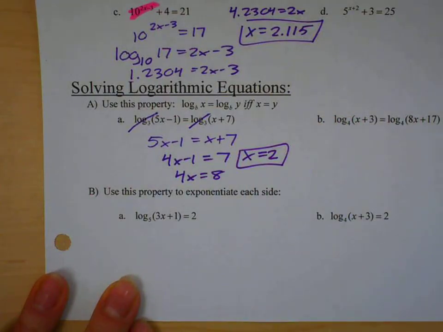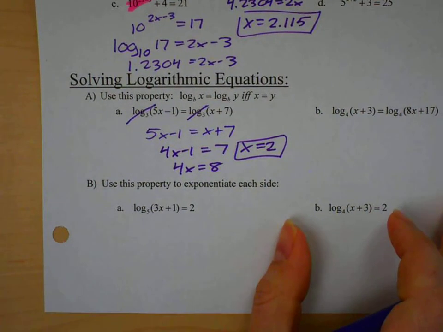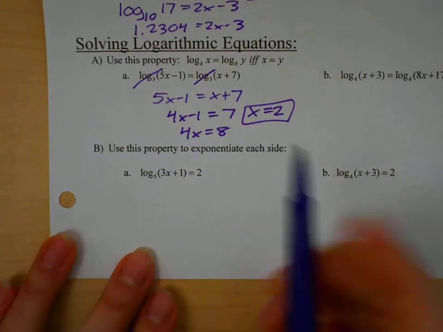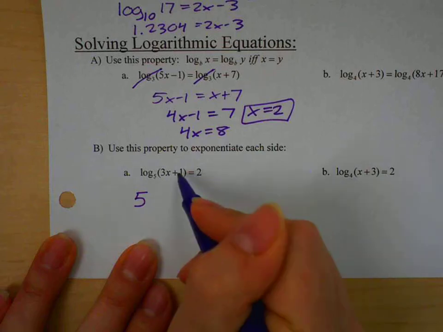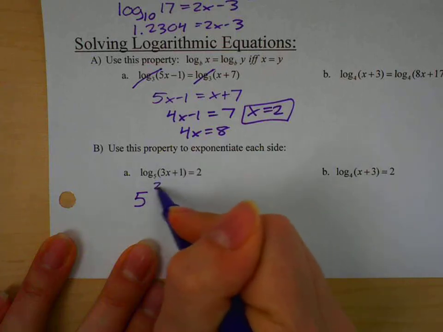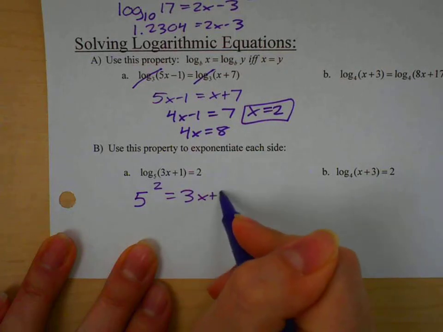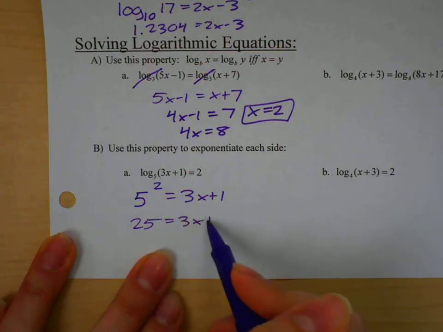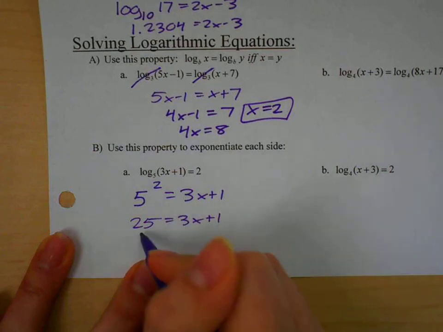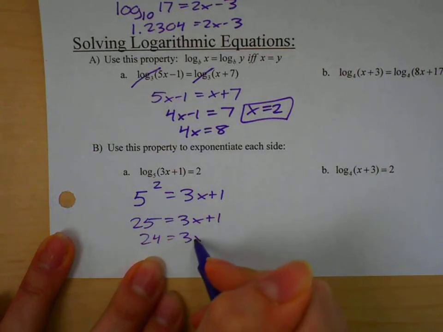If you don't have the same base, we're going to put it in exponential form. So again, my base of my log is 5, my base of my exponent is 5, and then swap these two. So 5 squared equals 3x plus 1. We know 5 squared is 25. I'm going to subtract 1 from both sides, and then divide by 3.